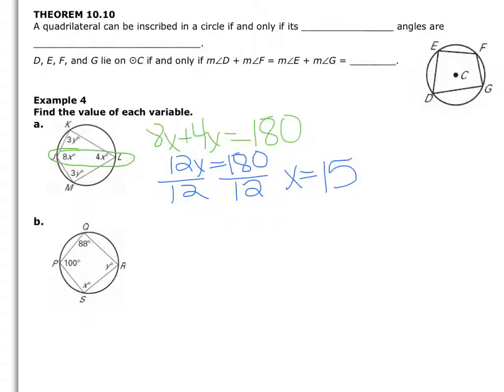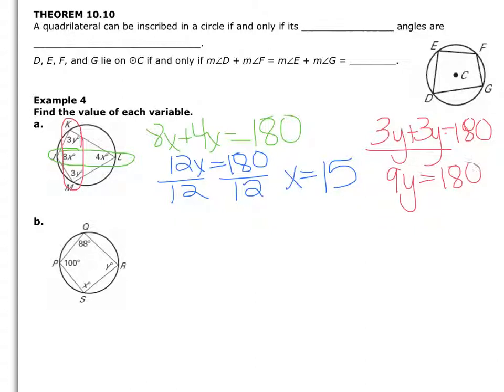Now we also have y's there in the quadrilateral, so the y's are opposite of one another. So opposite angles in a quadrilateral inside of a circle are supplementary. Supplementary are two angles whose sum is 180. So you go through, combine your like terms, divide, y is 20.